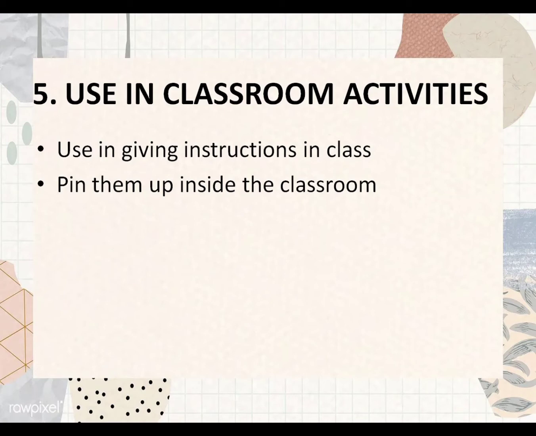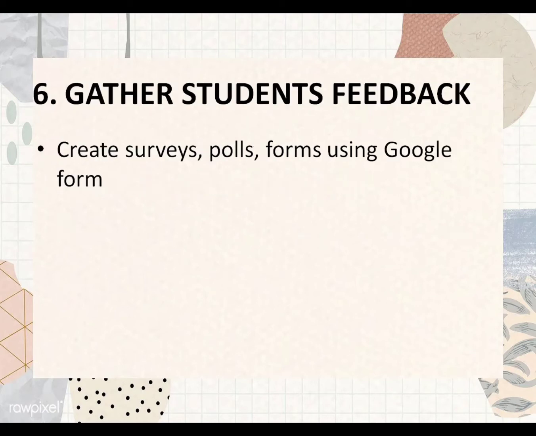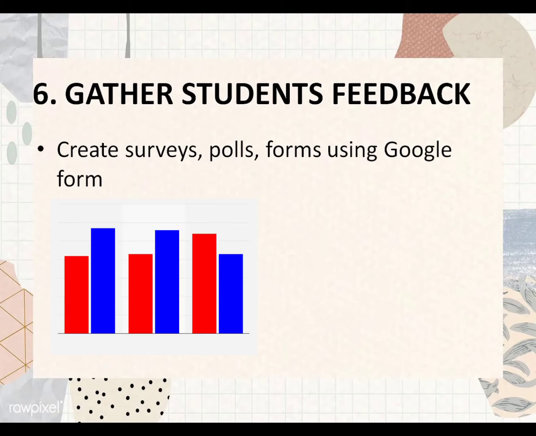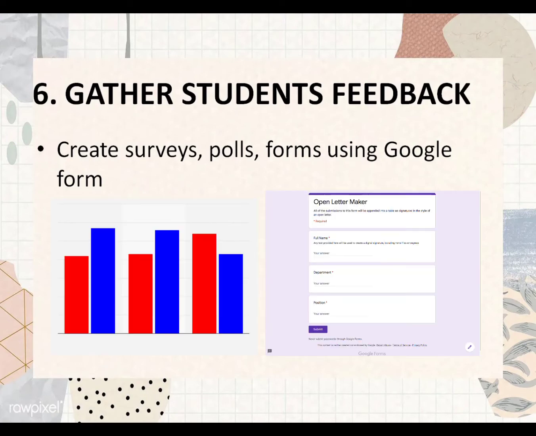Use in classroom activities. The QR code can be used in giving instructions in class and pinned up inside the classroom instead of providing students with thick copies of printed materials giving instructions on how to do an activity. It also gathers students' feedback. You can create surveys, polls, and forms using Google Form and share them with students as QR codes which can be easily scanned and accessed.